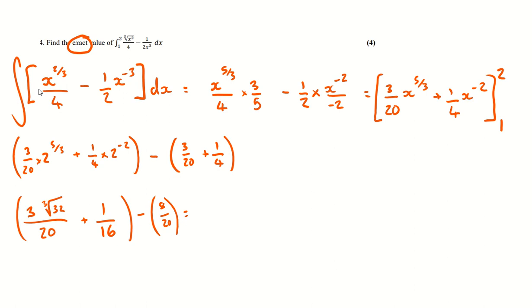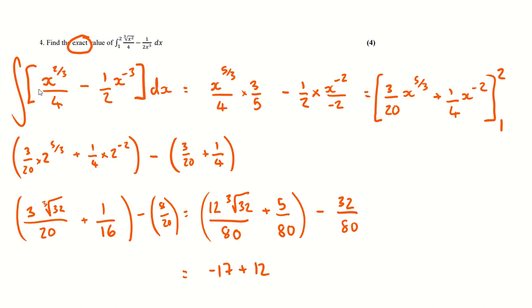Next, I'm going to make these into 80ths. So I'm going to multiply, and I end up with 12 lots of the cube root of 32 over 80, plus 5 over 80, subtract, and we're going to have 8 times 4, which is 32 over 80. And for me, I'm going to end up with -17 plus 12 lots of the cube root of 32 all over 80. All right, and that's the lot.